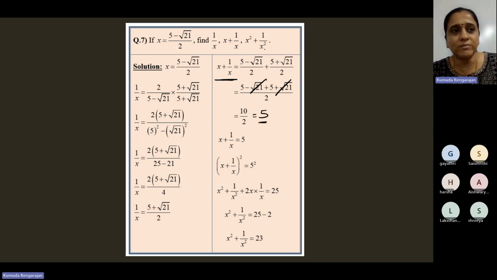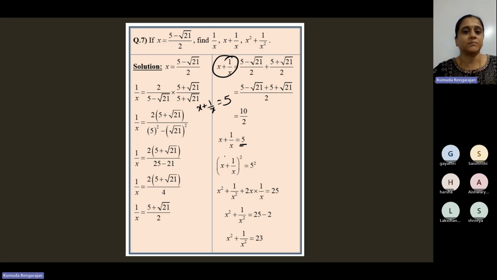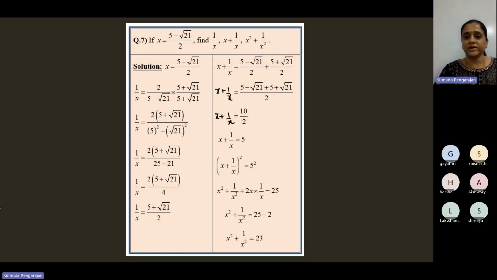Next, we need to find x squared plus 1 by x squared. That can be got by squaring this equation on both sides. We just found that x plus 1 by x is equal to 5. Maybe I can write x plus 1 by x everywhere for you. Now square this on both the sides. You're familiar with this procedure. Square it on both sides to find the value of x squared plus 1 by x squared. Work this.